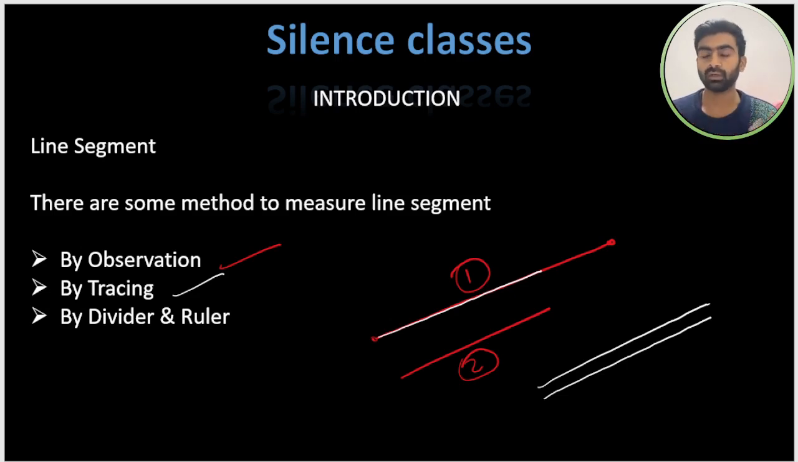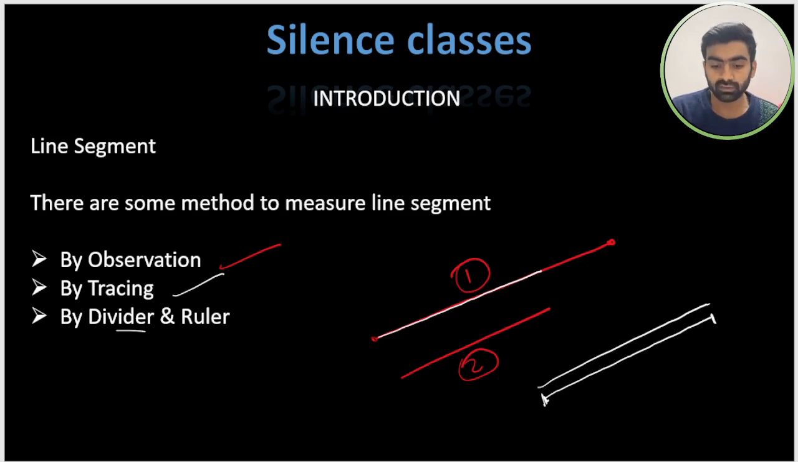I hope you know how to use the ruler. If we are using the ruler, we put one end, meaning 0, at one end of the line and then check where the line ends. Then we read it and find the length of that particular line.